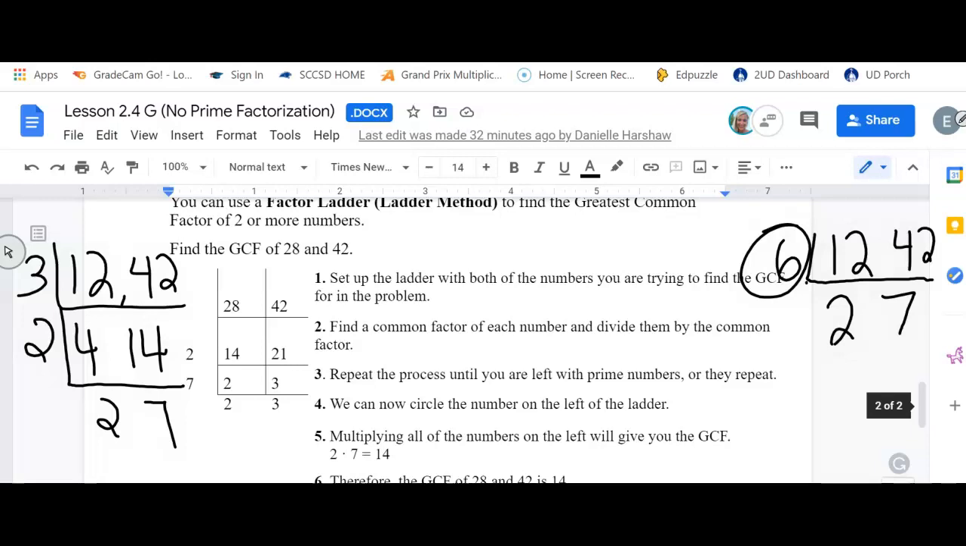This is the same problem. Where is my answer at? On this one, over here. How do I get the answer of 6 using the ladder method? Bryce. You got it. Nice job, Bryce. Multiply the numbers on the left-hand side. 3 times 2 is 6. It is the greatest common factor.